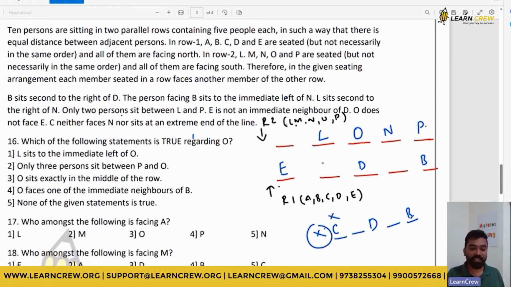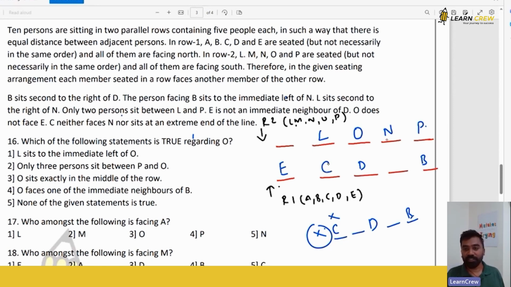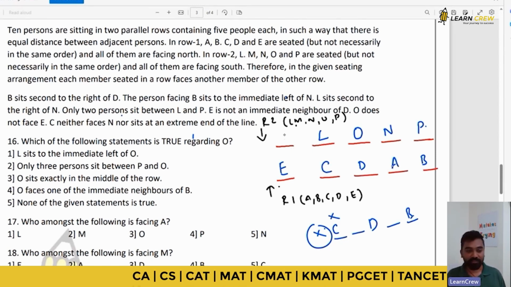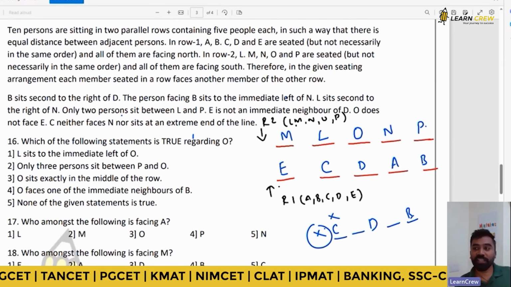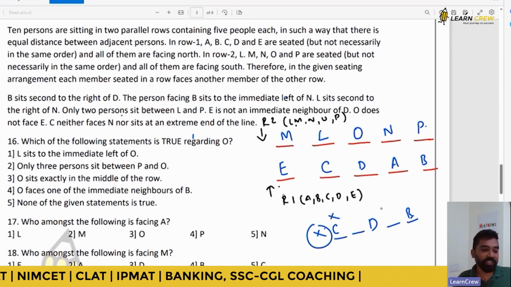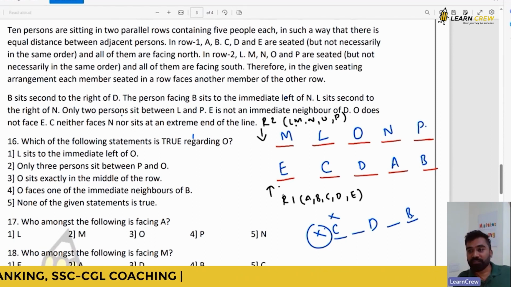So the only option where I can place C is here. It cannot face N. So which is remaining here? A is remaining. And here, M is remaining. So this becomes your arrangement. The only dual case comes in the case of B sits second to the right of D, where it can be option number 1 or this can be the option.